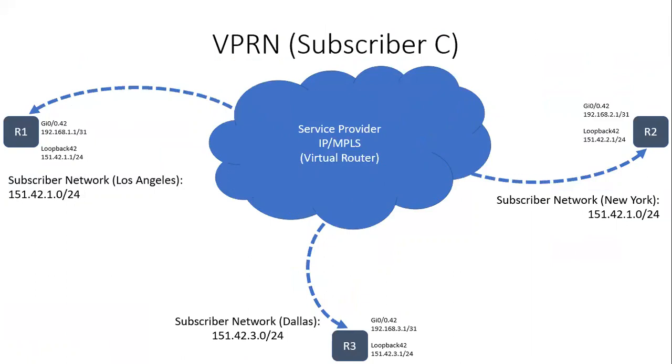So in the case of a VPWS, the service provider emulated just a single virtual circuit. In the case of a VPLS, the service provider emulated a single broadcast domain. Well, in the case of a VPRN, the service provider is going to emulate a virtual router to segment and interconnect the customer's broadcast domains.